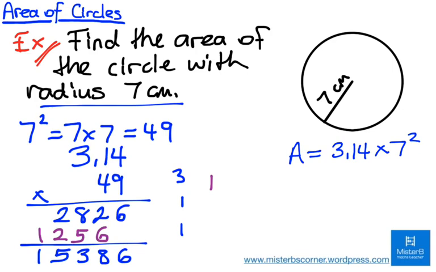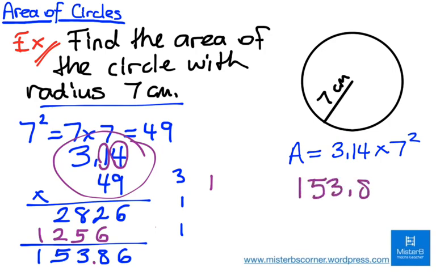So it's 15386. How do I get 153.86? Where am I going to put the decimal point? Well, the thing is, in this multiplication you have 1 and 2 decimal places in total, so you should have 2 decimal places in your final answer. So it's going to be here, where the point is. So it's going to be 153.86 centimeters squared.